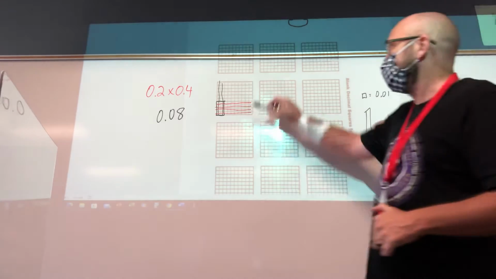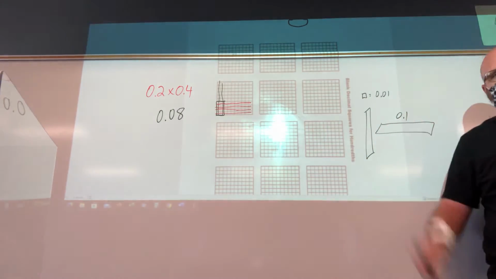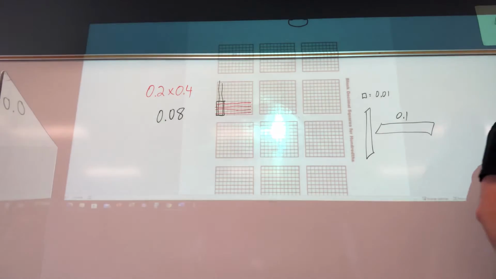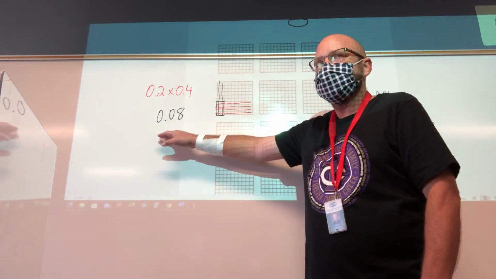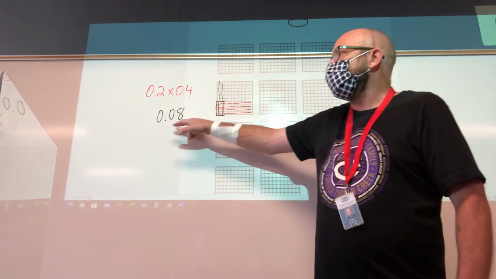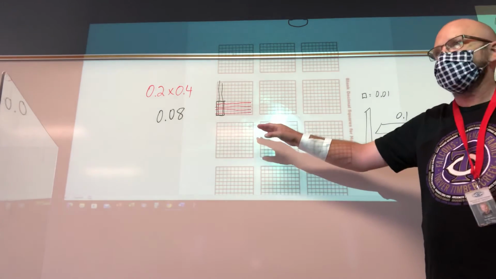If it were 8/10, that would be 8 of these rows shaded in, or 8 of these columns. But since it is not, we know it is in the hundredths place. So however many little squares, you're going to have to put 2 digits behind the decimal point to go to the hundredths place.